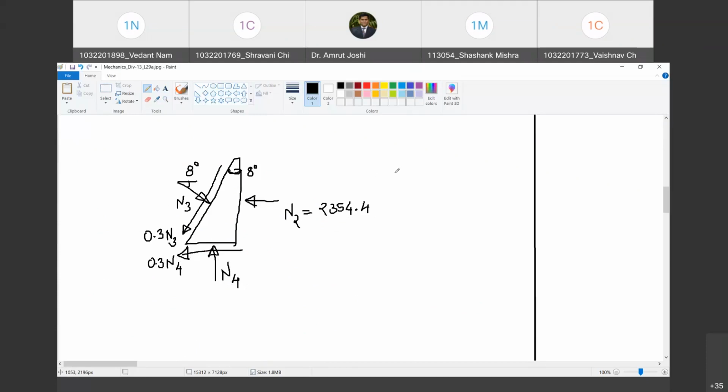Yes. What should we take first, summation Fx or summation Fy? Take either one, N3 and N4 will both be there. So we will start with summation Fx equal to 0. Summation Fx equal to 0 gives me what?